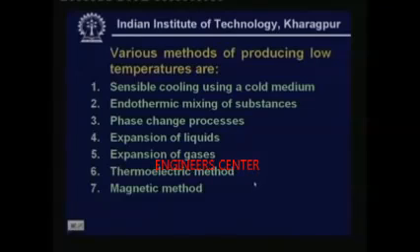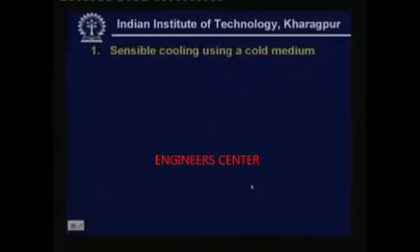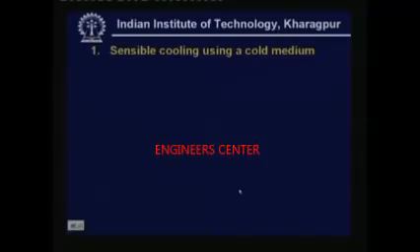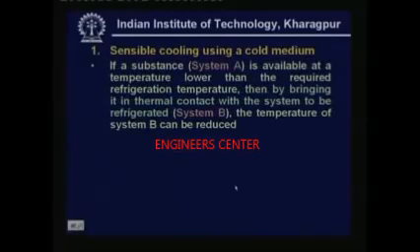First let us look at the sensible cooling method. So producing low temperatures using sensible cooling using a cold medium. If a substance, let us say system A, is available at a temperature lower than the required refrigeration temperature, then by bringing it in thermal contact with the system to be refrigerated, that means system B, the temperature of system B can be reduced.